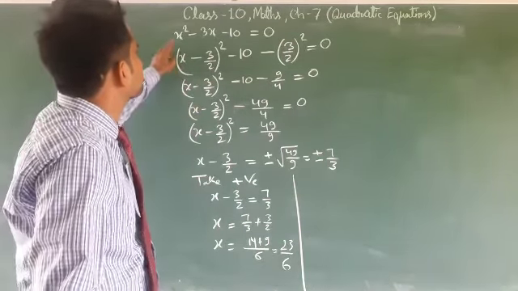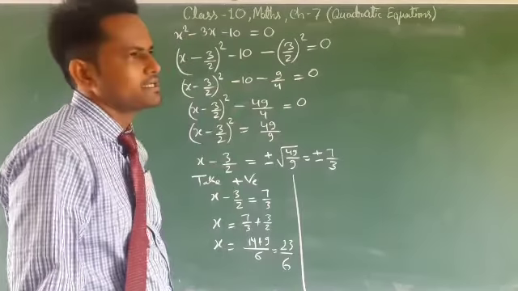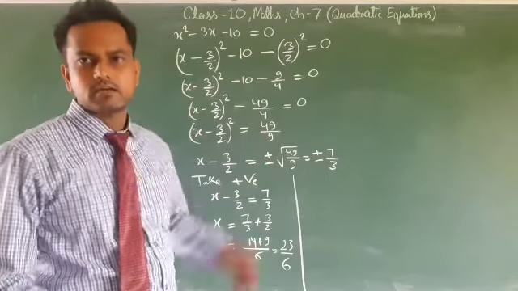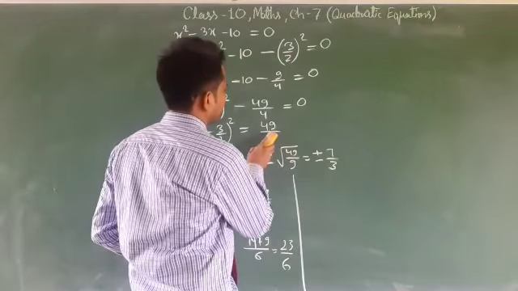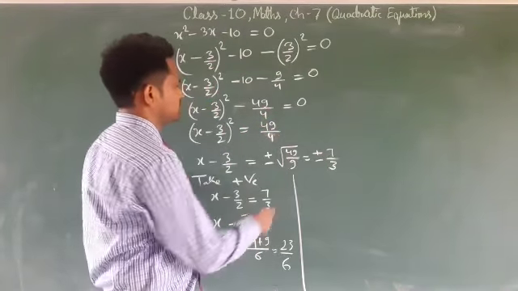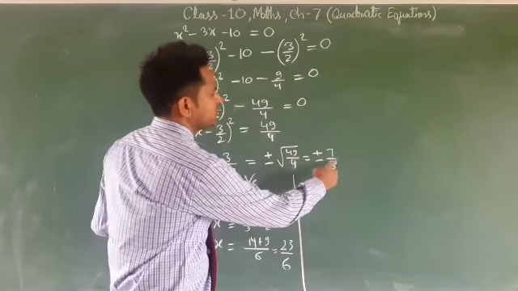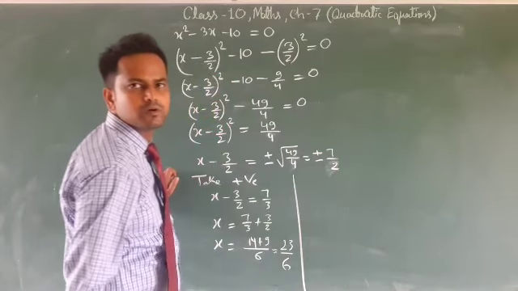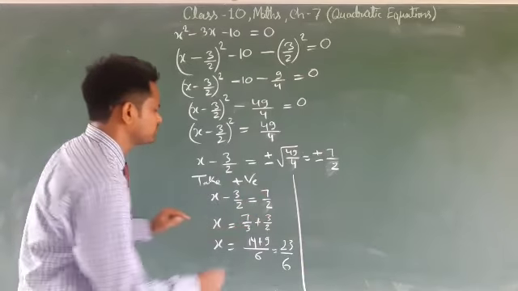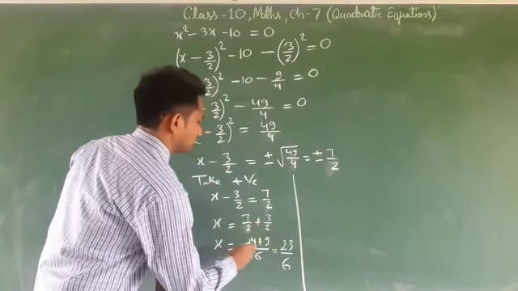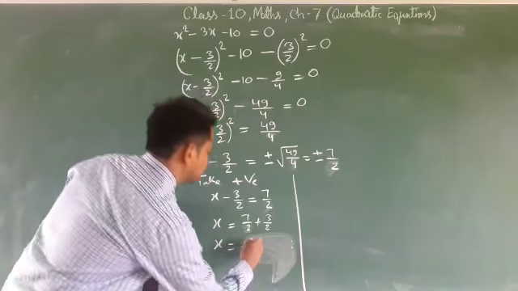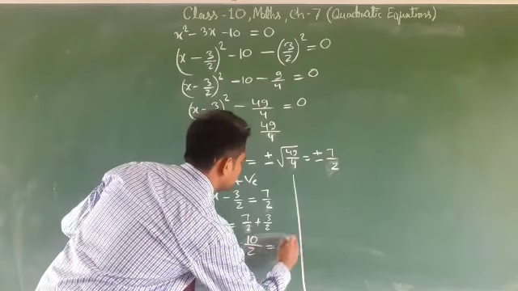Let's check it again. x square minus 3x minus 10 is equal to 0. Students, I made a mistake here. This is 49 by 4, so the value will be 7 by 2. If we take the positive sign, then this will become 7 by 2. 7 by 2 plus 3 by 2, that is 10 by 2, is equal to 5.